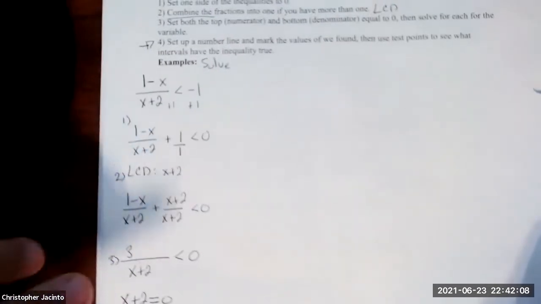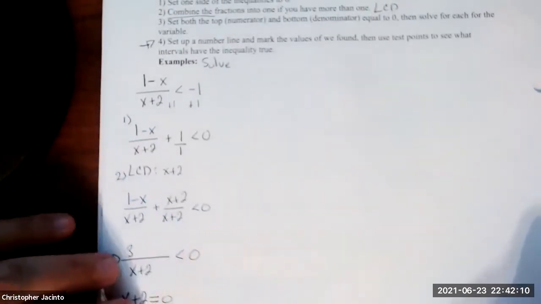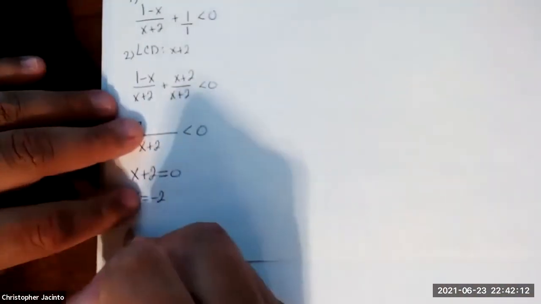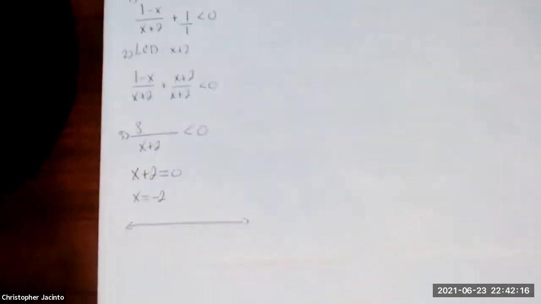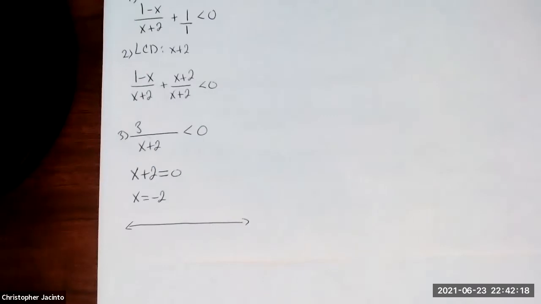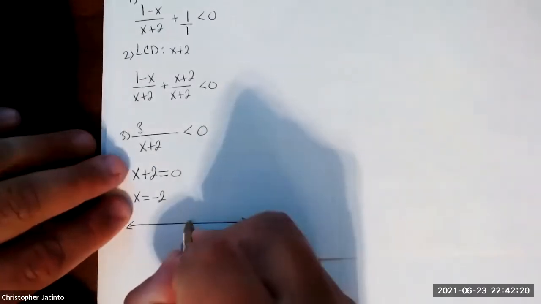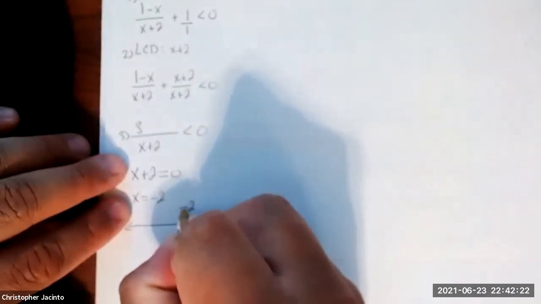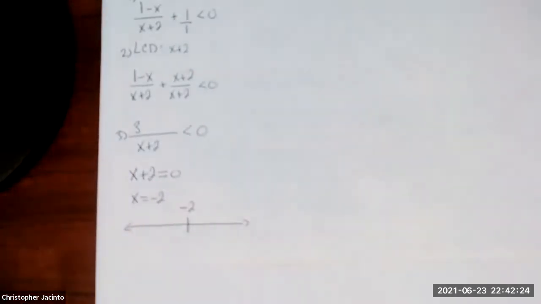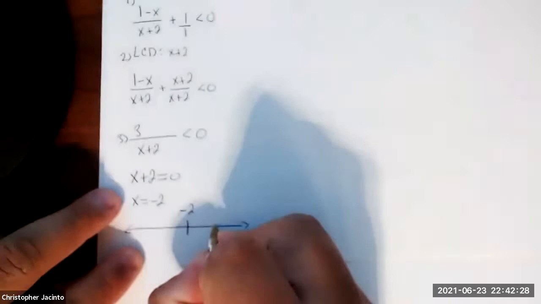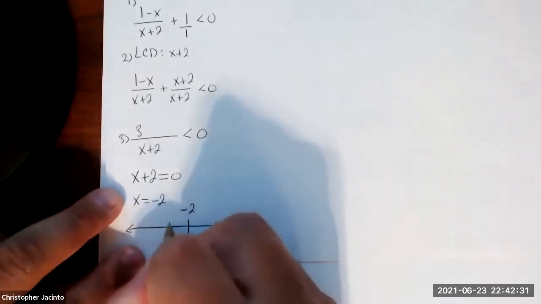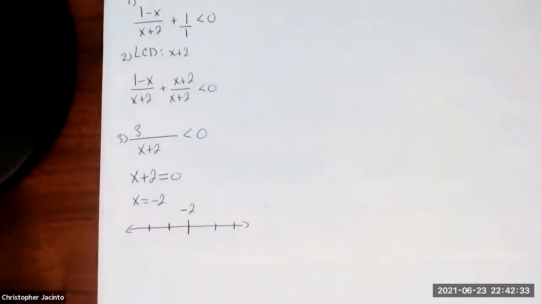Now, step 4 is what I mean by set up a number line. All we're going to do is make a little number line like that. Since we only have one x, I'm going to put that right in the middle. This is -2 right there. Remember, this is a number line, so the numbers go down the line, here's -1, 0, -3, -4, and so forth.